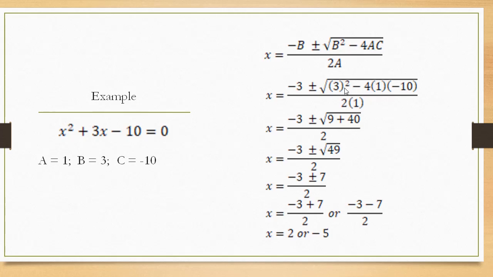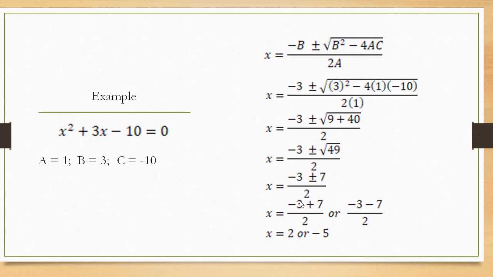So 3 square, nahimong 9. Tama ba? 3 times 3, 9. And then, negative 4 times 1, negative 4 times negative 10, nahimo na siyang positive 40. Then, 2 times 1 is equal to 2. So, karon 9 plus 40, 49. And then, since 49, it is a perfect square number, so, atong isimplify. So, square root of 49 is 7.